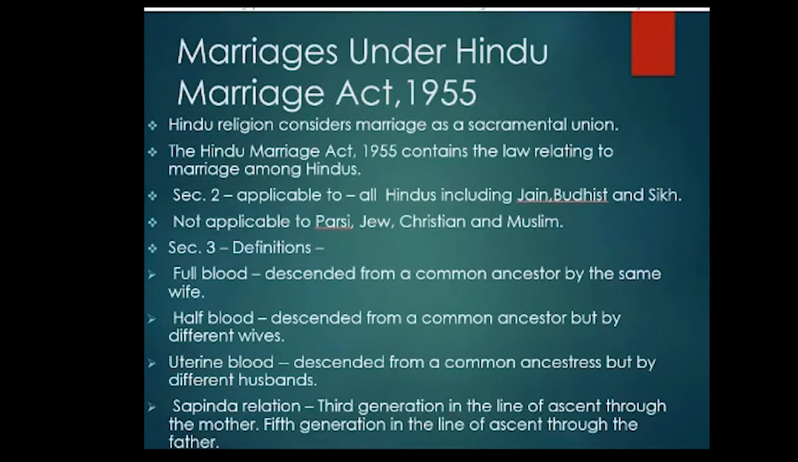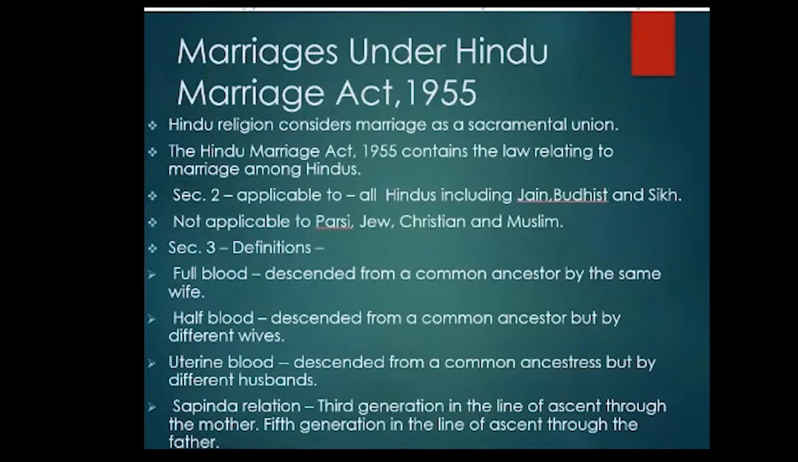So, Section 2 defines that it is applicable to all Hindus, Jains, Buddhists, and Sikhs, which means marriage under the Hindu Marriage Act 1955. It will not be applicable to Parsis, Jews, Christians, and Muslims.